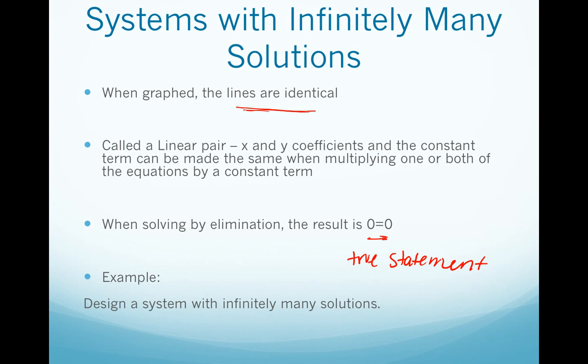So here's an example to design a system with infinitely many solutions. I'm just going to pick an equation. I'm going to say 2x plus 3y equals 4. So a linear pair would be any multiple of this equation. If I multiplied this equation by 3, I would have 6x plus 9y equals 12. This is a linear pair because if I were to then go back and multiply this by 3, I'd have the same equation. So when I solve by elimination, I would end up with 0 equals 0.